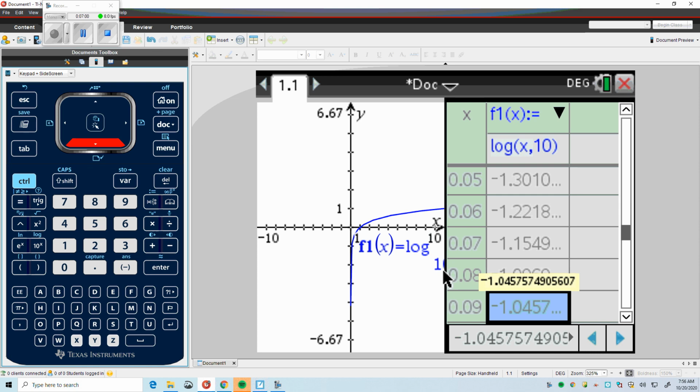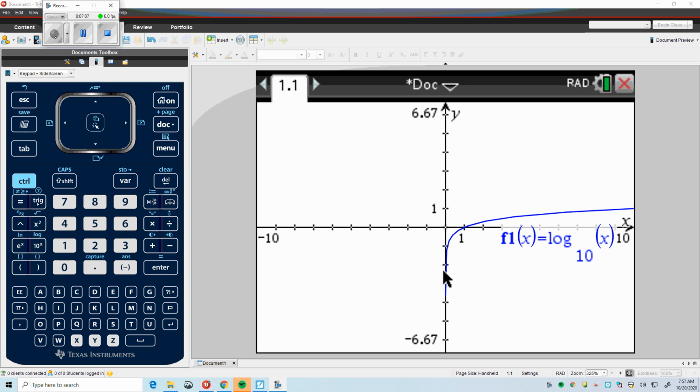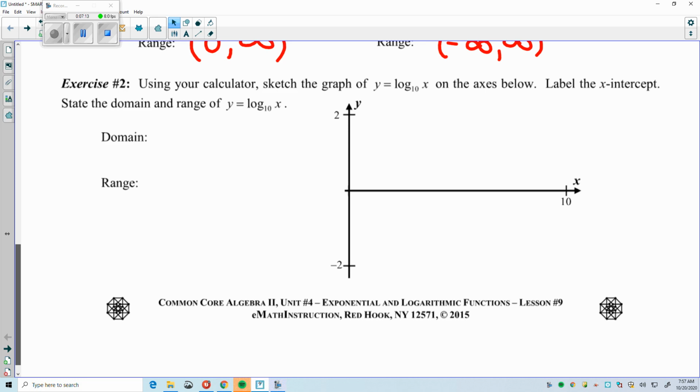So if I go back to just looking at the graph, I can see the x-intercept is at 1. So it gets super close to our axis here. My x-intercept I know is going to be at the location 1. It's continually increasing, slow little increase, but we have something that looks like that.